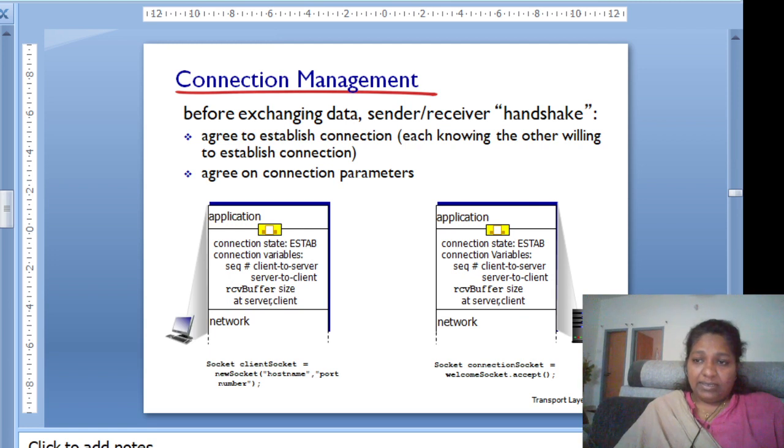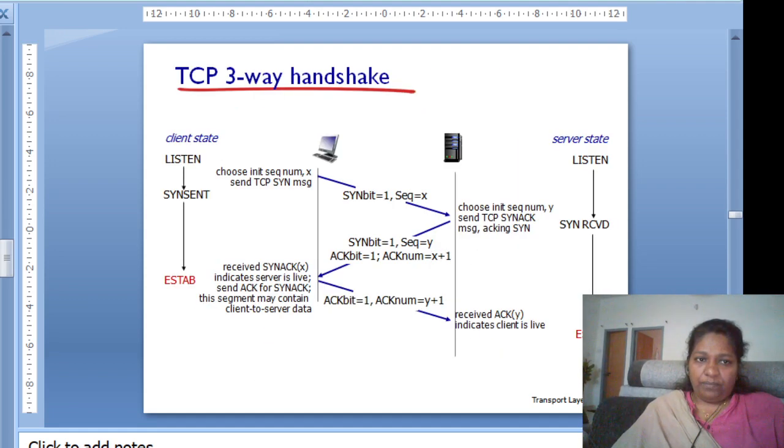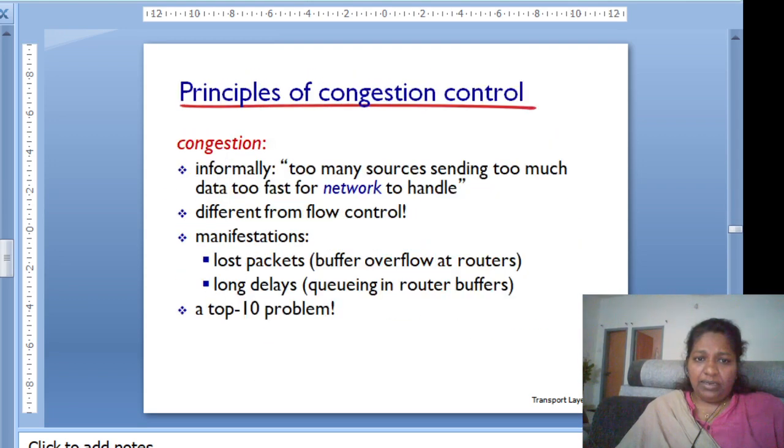And then there is connection management. Only when it is properly connected, it has to agree on sending data. This is also done based on the handshaking mode. There is a two-way and three-way handshake mode. And now the last thing is congestion control.